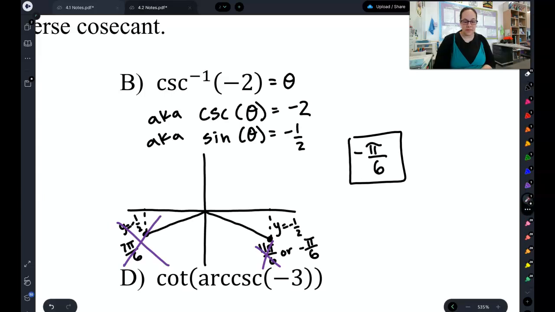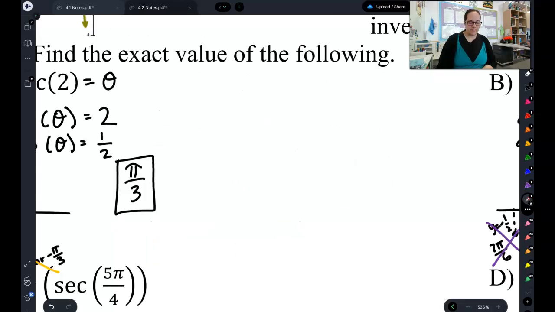Let's check your work. So we have sine of theta equals negative 1/2. That's what I converted it to. So we want where the y value is negative 1/2. That happens at 7 pi 6 here and 11 pi 6, or negative pi 6. And since arccosecant is paired with sine, we use quadrant 1 and negative quadrant 4. So I don't want that one and I don't want that one. I want my negative quadrant 4. Gives me negative pi 6.